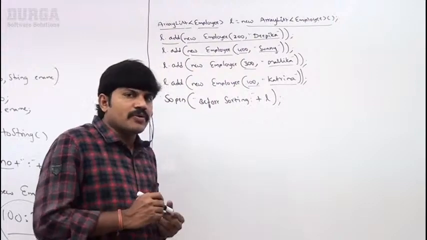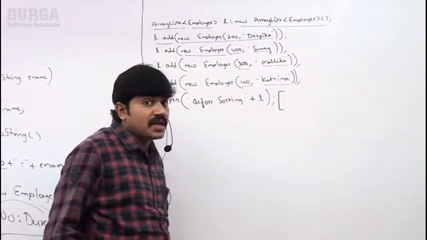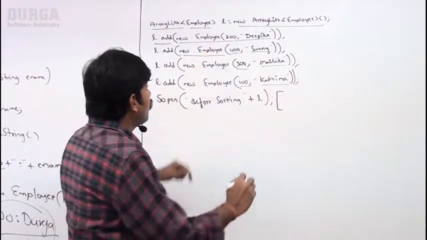Sir, what is the output we are going to get? Very simple, sir, insertion order, because it is the ArrayList, right? Insertion order by default will be preserved. What is the output, sir?